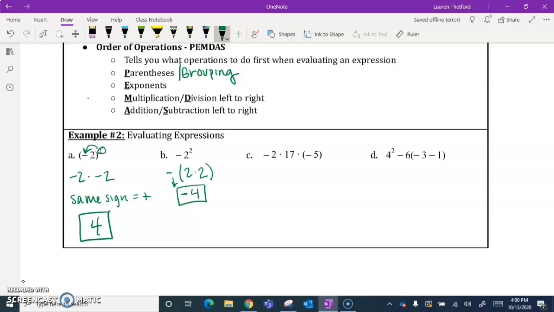Now multiplication works from left to right, so you can do either one. I'm going to underline these two because I'm going to do negative 2 times 17 first, and that's different signs. So we know that it's going to be a negative answer. So we have negative 2 times 17 is 34. Then we bring down what we haven't used yet, so times negative 5. And now we have same sign. So that's going to give me a positive answer. So negative times a negative is a positive. And then 34 times 5 is 170.